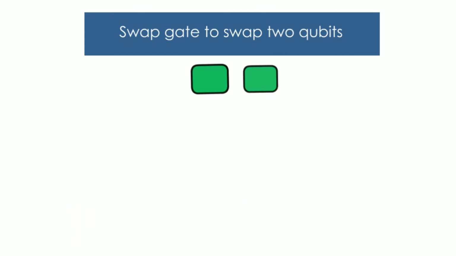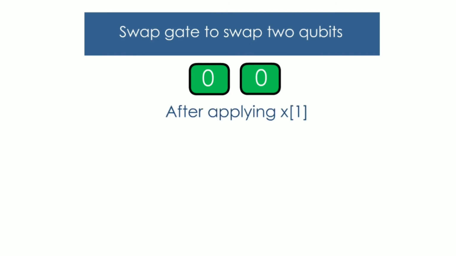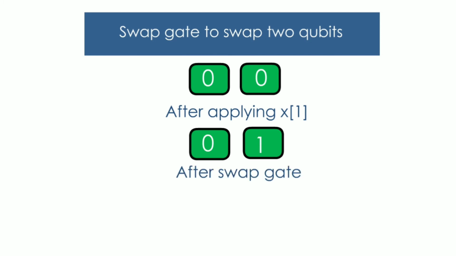Let us see how we got the output. Initially, the qubits were 0 0. After applying the X gate to the second qubit, the qubits changed to 0 and 1, and after applying the swap gate, the qubits swapped with each other. 0 and 1 changed to 1 and 0.